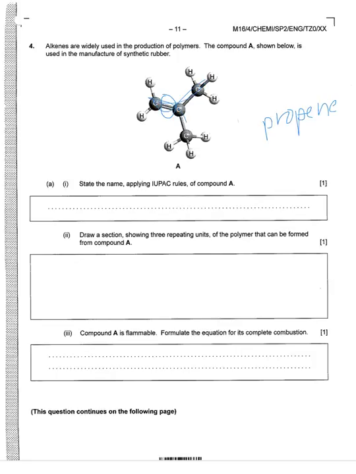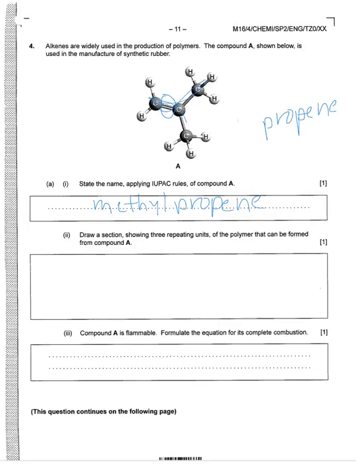And again, the only place it can be is on the second one. Otherwise, it would just increase the length. So I could call it 2-methyl, but really the only name I need is 2-methyl propene. And then draw a section showing 3 repeating units of the polymer that can be formed from the compound.